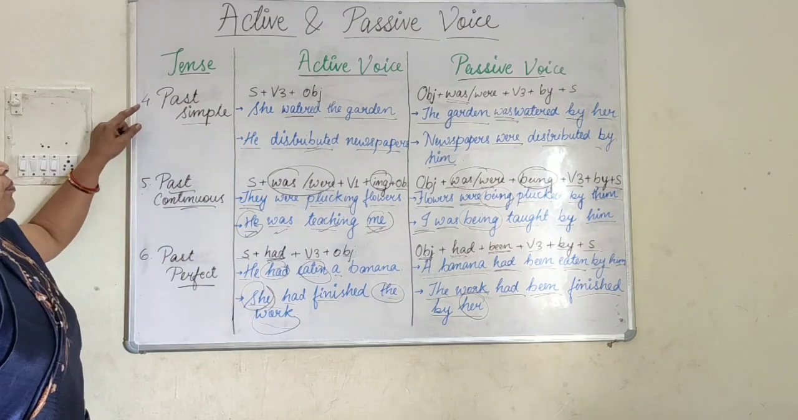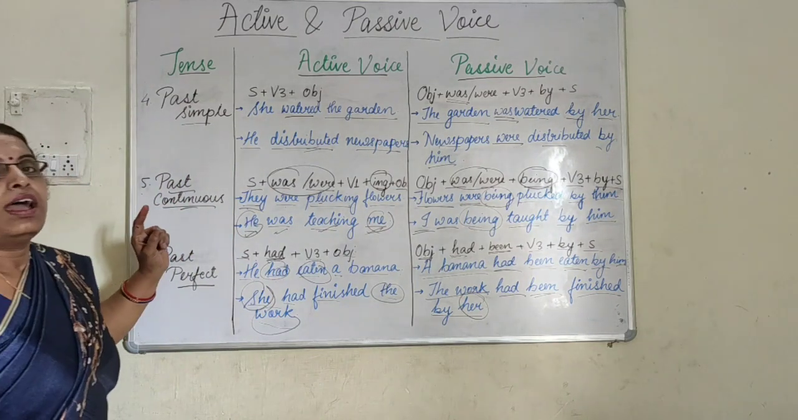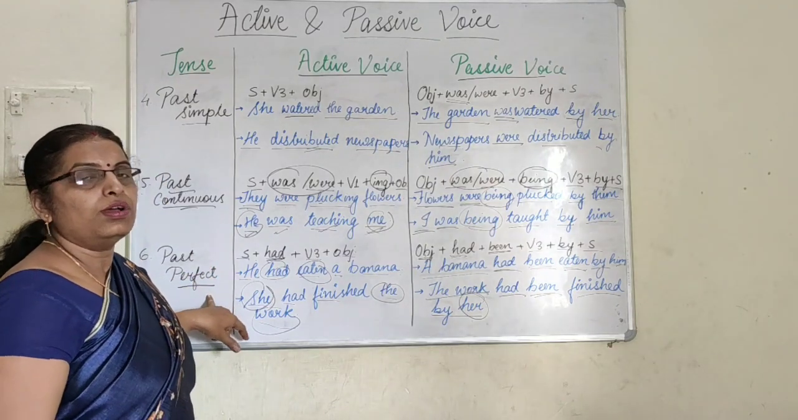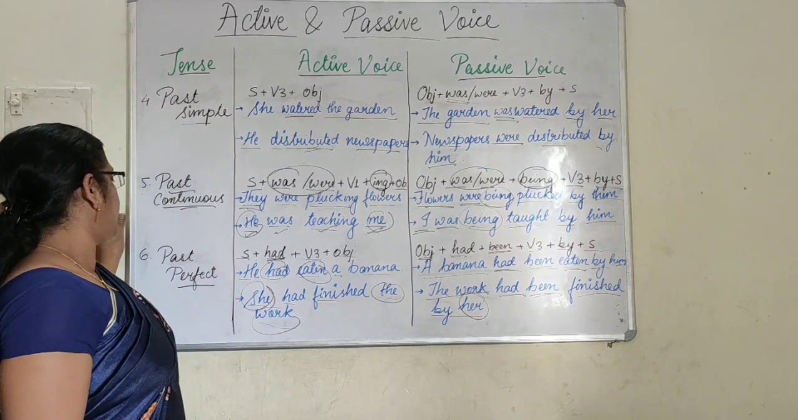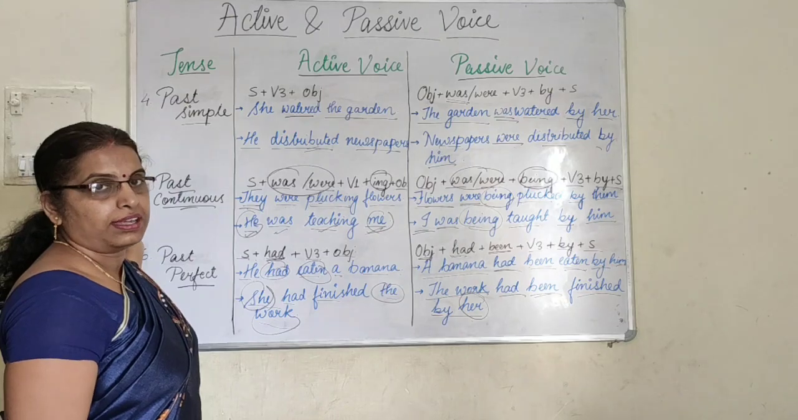And the fourth type is past perfect continuous tense. The past perfect continuous cannot be changed into passive voice. So only 6 sentences can be changed. And next we will see future tense.